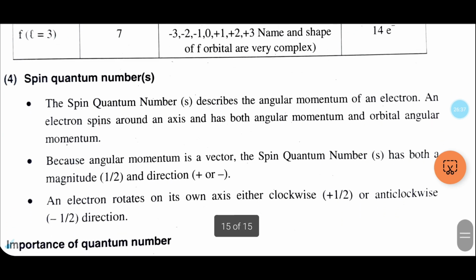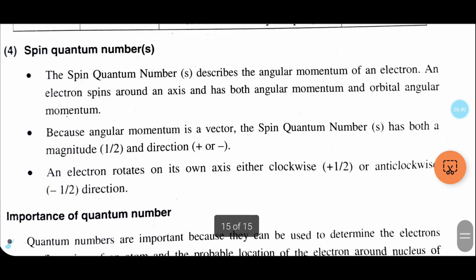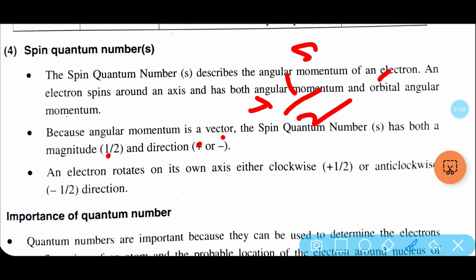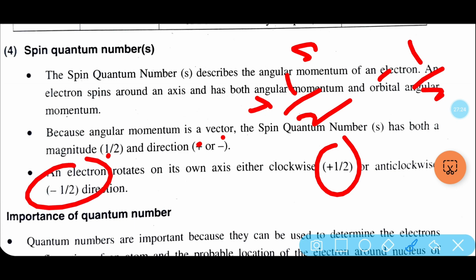Now the last quantum number is the spin quantum number. The spin quantum number has the symbol small s, and it describes the angular momentum of an electron. An electron spins around its axis. It has both spin angular momentum and orbital angular momentum. Because angular momentum is a vector, the spin quantum number s has both magnitude, that is 1/2, and direction, plus or minus, that is plus 1/2 or minus 1/2. So an electron rotates on its own axis either clockwise or anti-clockwise. If the electron rotates in the clockwise direction, the value is plus 1/2, and if it is in the anti-clockwise direction, the value of the spin quantum number is minus 1/2.